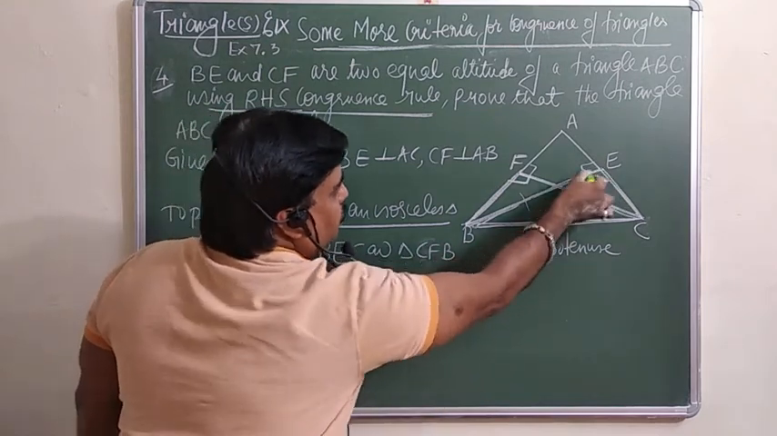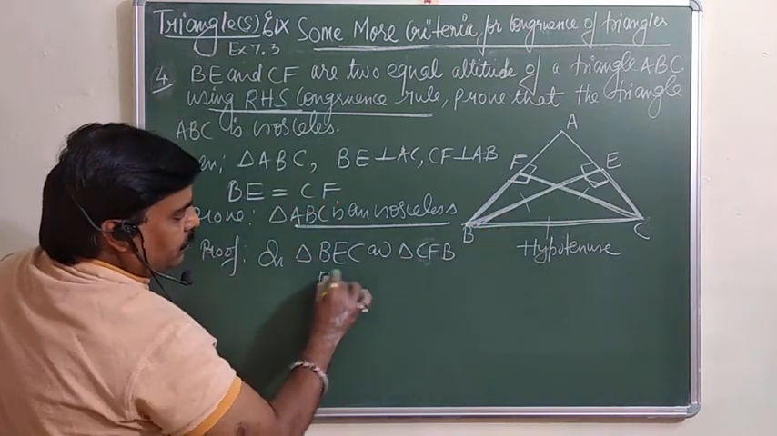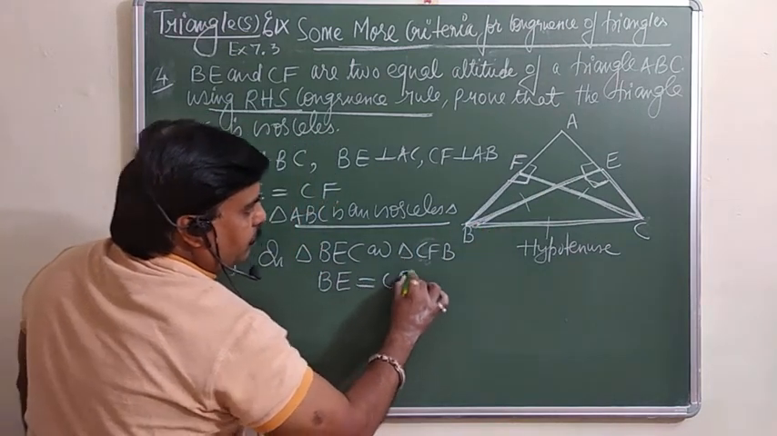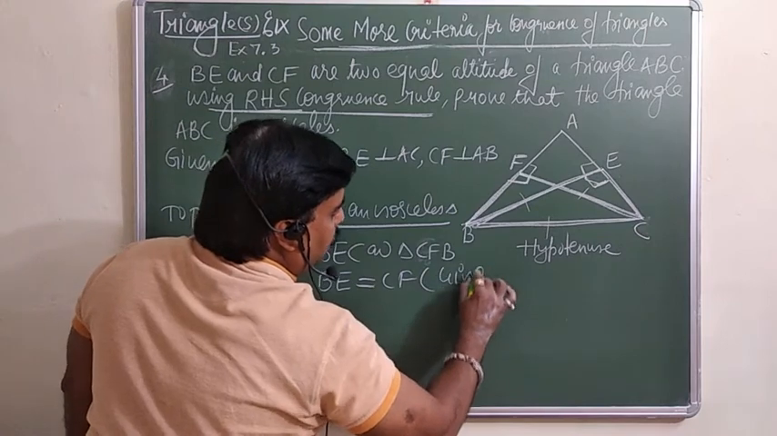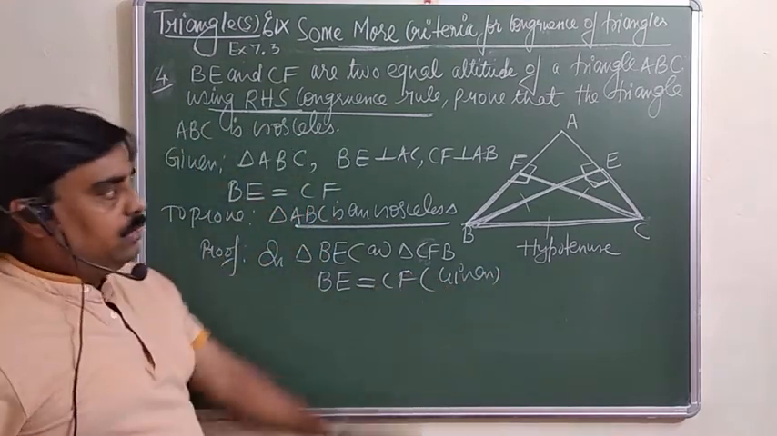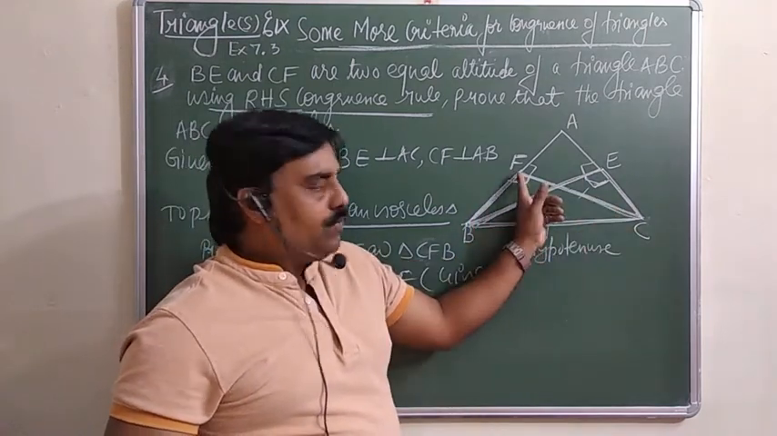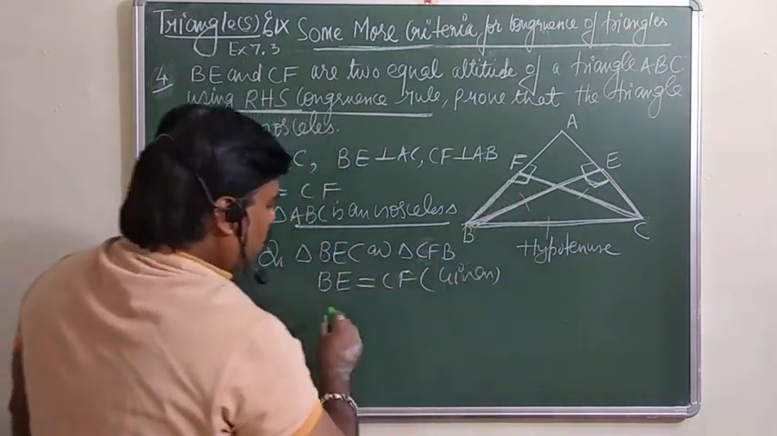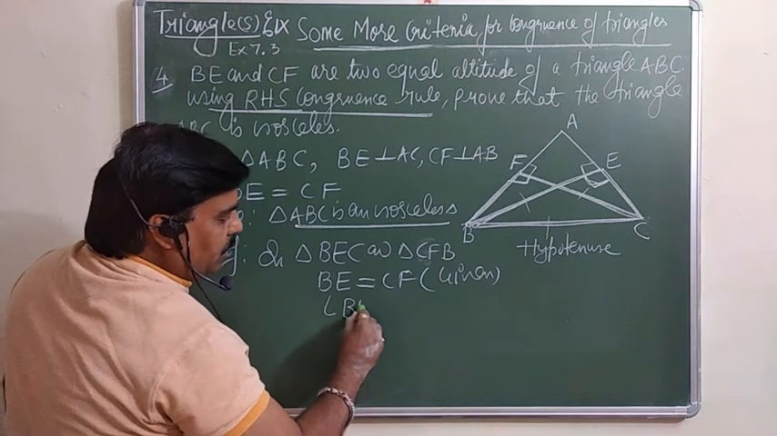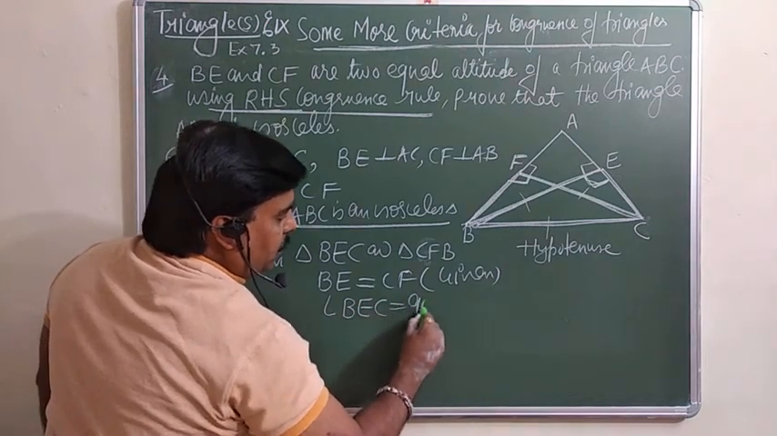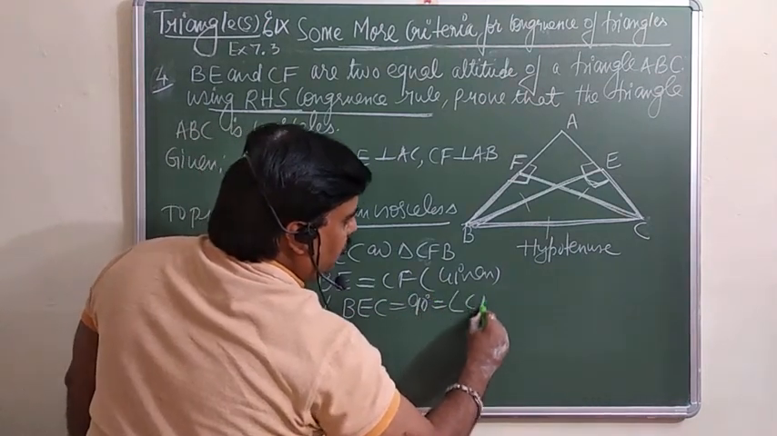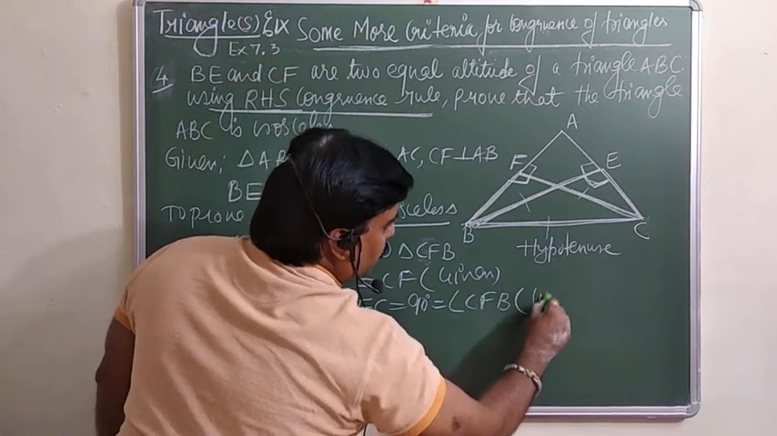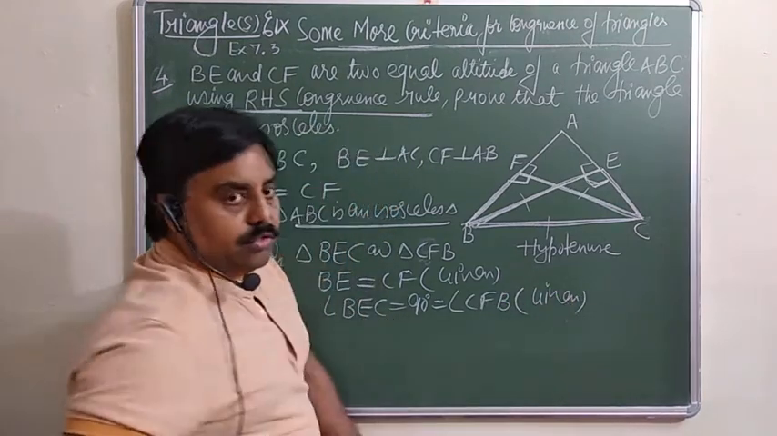See now, this BE is equal to CF. This is already given. Now, this angle is 90 and 90 is also given. Angle BEC is equal to 90 is equal to angle CFB. This is also given.